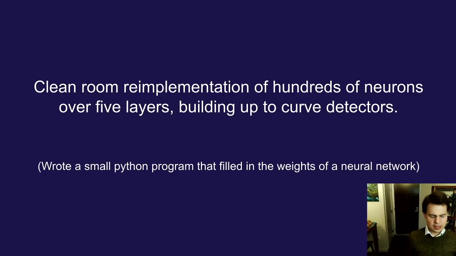Another thing that we can do is, if we've really reverse engineered something, we should be able to do a clean room re-implementation. We've actually done this for curve detectors, where they're about five layers deep, and we wrote a Python program to fill in all the weights based on how we understood it. So we take a neural network where all the weights are 0, and we create Gabor filters, then we build line detectors from those, then we build early curve detectors from that, then we build the mid ones, and then we refine them, just like we were looking at earlier with those weights that are curves of curves.